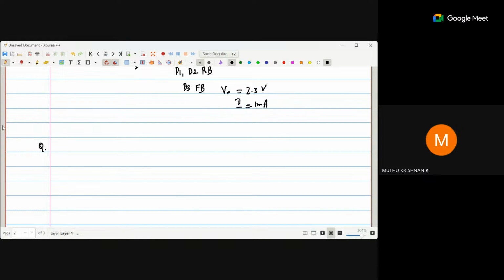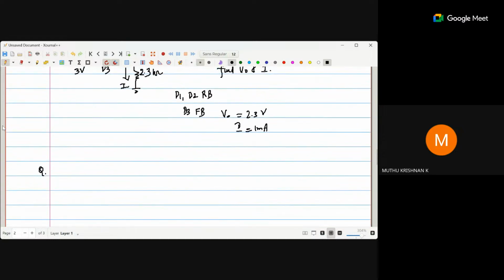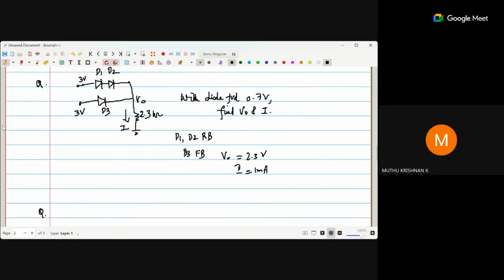Ma'am, in the above question, if in the upper branch, if one of the diodes is ideal, what will happen?